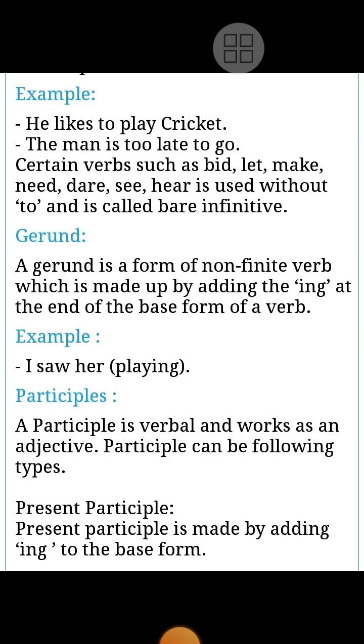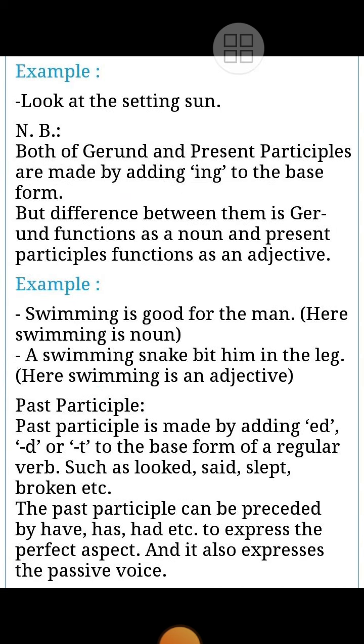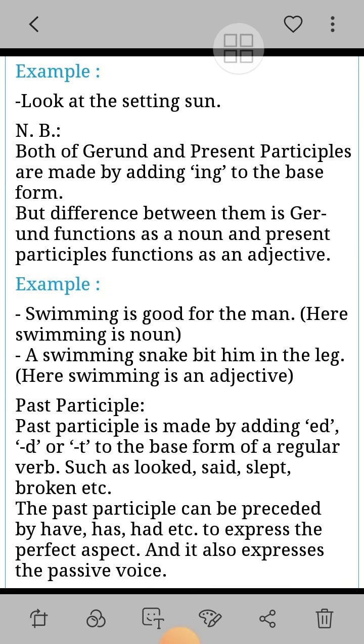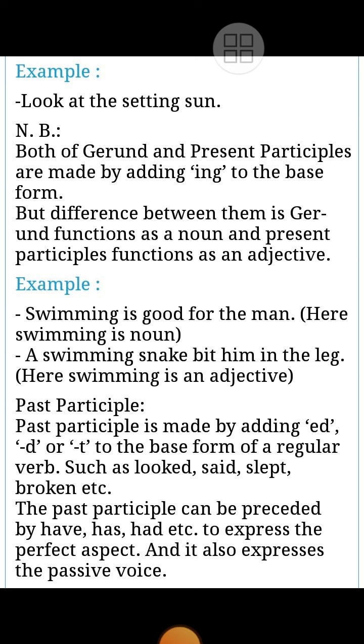Participle: a participle is verbal and works as an adjective. Participle can be of the following kinds: present participle. Present participle is made up by adding 'ing' to the base form. Example: look at the setting sun. Both the gerund and present participle are made by adding 'ing' to the base form, but the difference between them is that gerund functions as a noun and present participle functions as an adjective.